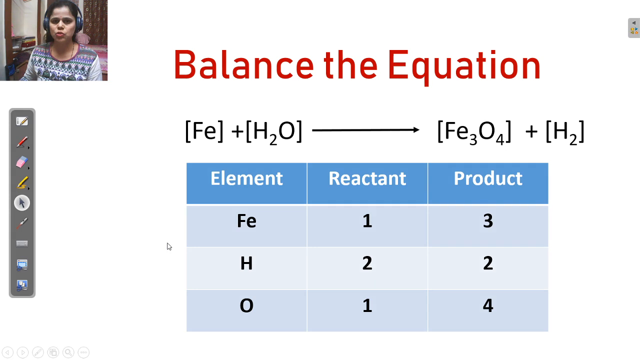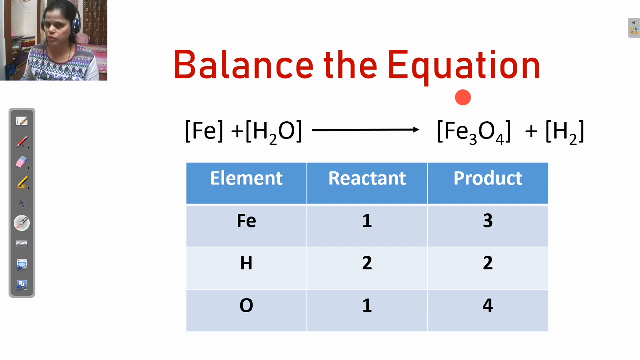And our today's topic is balance the equation. In our previous lecture, we have studied how to write the equations and other definitions. Okay, and examples also. Now let's start our topic.